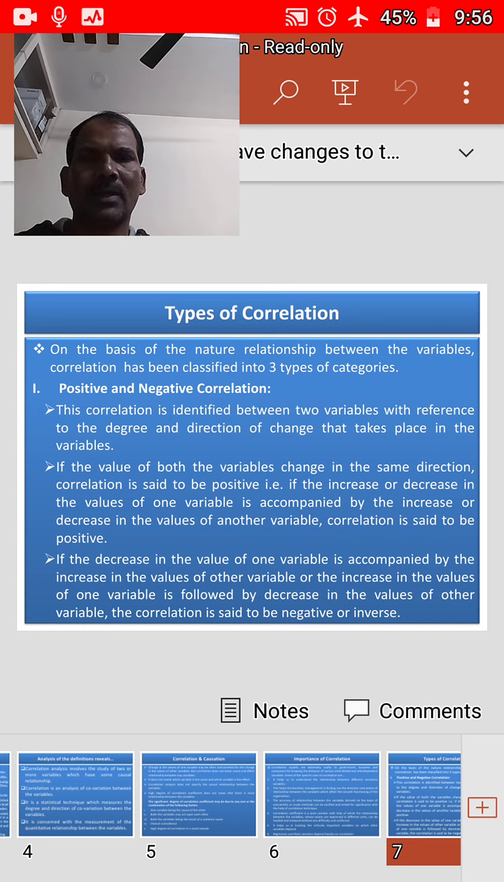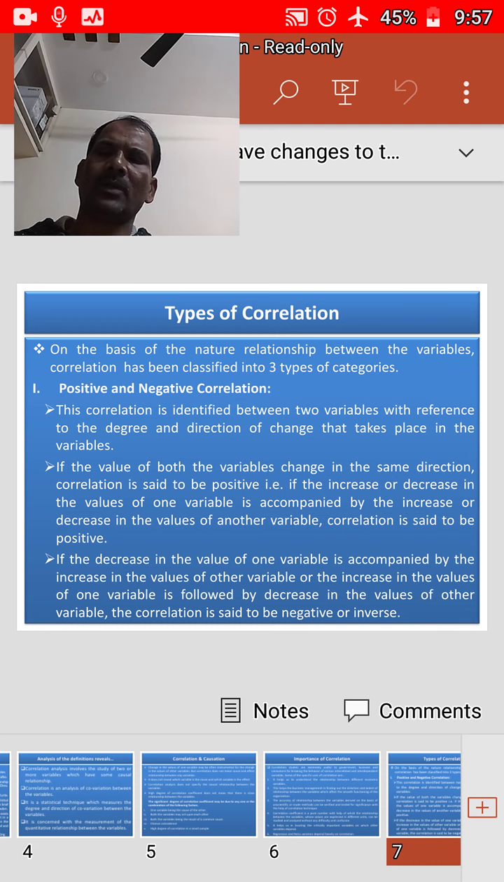On the basis of the nature of relationship between the variables, correlation may be classified into three categories: positive and negative correlation, simple, partial and multiple correlation, and linear and non-linear correlation. First we'll see positive and negative correlation. What is positive and negative correlation?